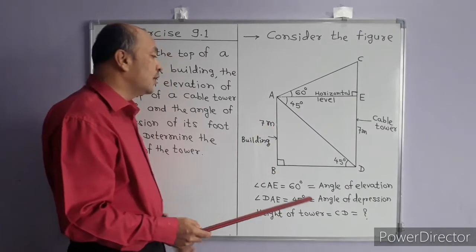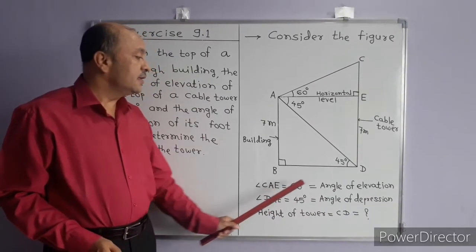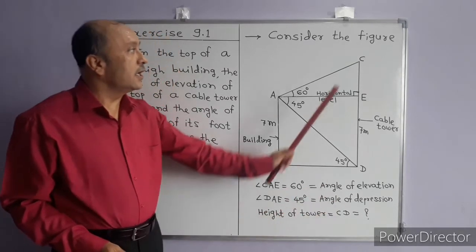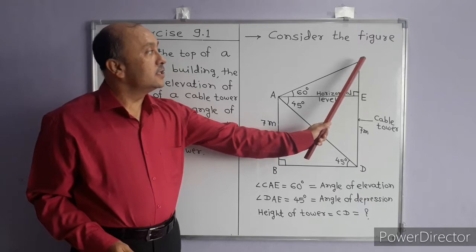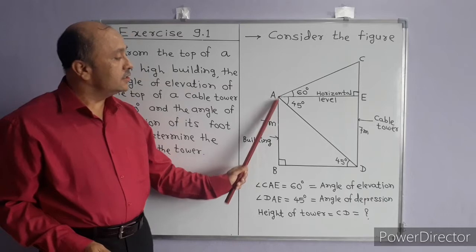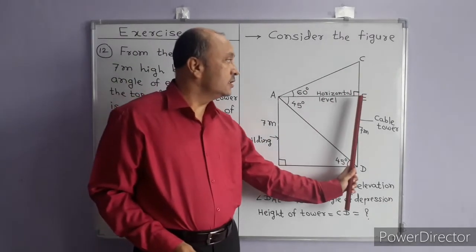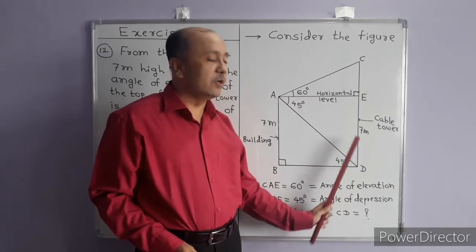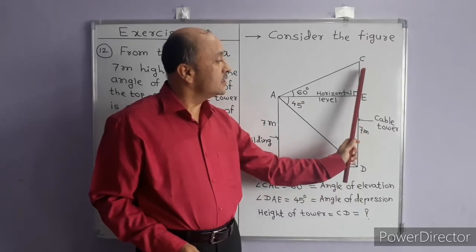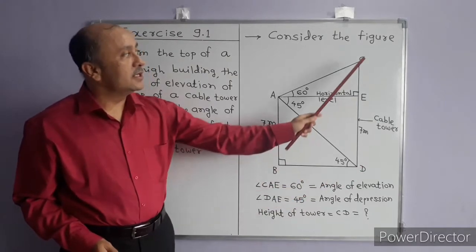See now how we will go ahead. What is our aim? Angle CAE is the angle of elevation, angle DAE is the angle of depression, and our aim is to calculate the height of the tower CD. AB is given as 7 meter, so obviously ED is also 7 meter. Then we have to calculate CE, and then CE plus ED is equal to the total height of the tower, we will get DC.